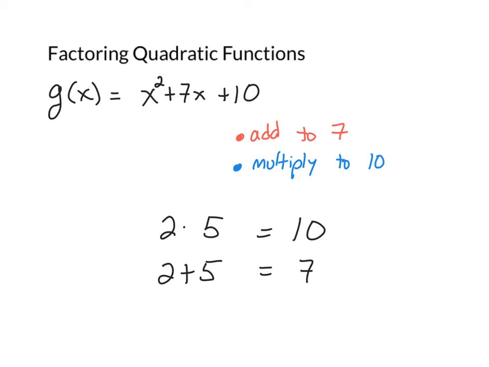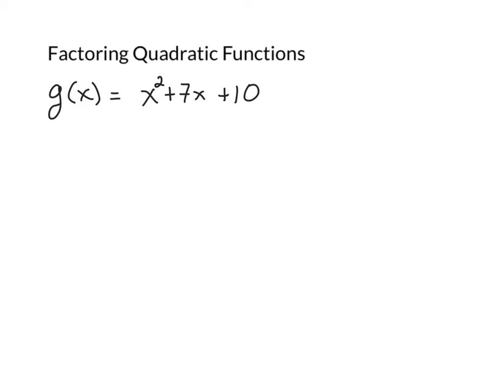So let's take this and let's see if we can use this information to factor. All right, so 2 and 5 are my numbers. Let's get rid of all of this stuff. All right, and so let's get rid of this and see if we can use this information. All right, 2 and 5 were my numbers. So what should happen is this should factor into x plus 2 times x plus 5.